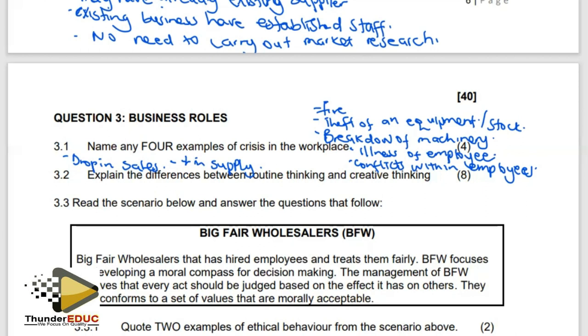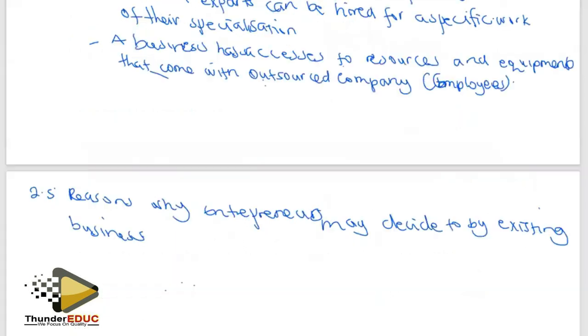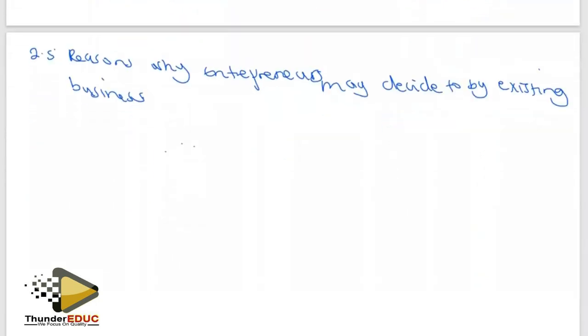Let's look at another question, 3.2, which requires us to explain the differences between routine thinking and creative thinking. Very important. After identifying this, look at the key aspects in the question. The question requires us to identify differences between routine thinking and creative thinking. So it is question, don't forget the number, question 3.2, differences.